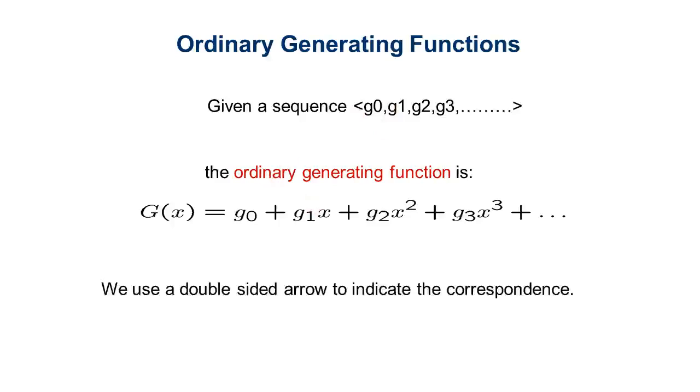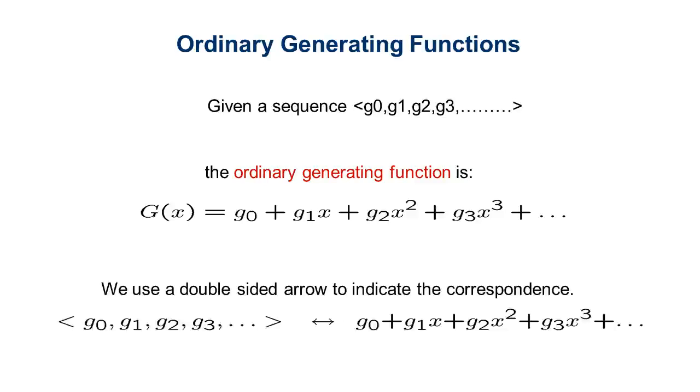We use a double-sided arrow to indicate the correspondence. That means here this is the sequence, here this is the generating function. The sequence is converted into a generating function, and the generating function is converted into a sequence. So here we insert a double-sided arrow.